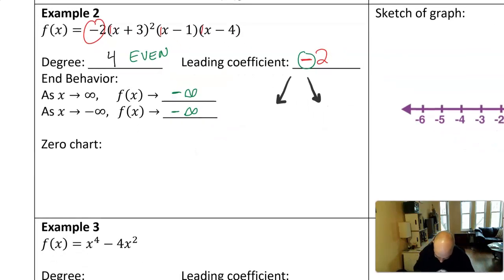Let's take a look at the zeros. So let me clear that off. There are 3 zeros again, or 3 factors, so I'm going to have 3 zeros. This is going to be x equals -3. This will be x equals 1, and this will be x equals 4. So those are the 3 zeros. Let's put that in a chart.